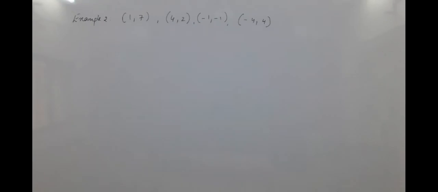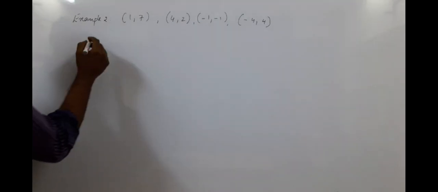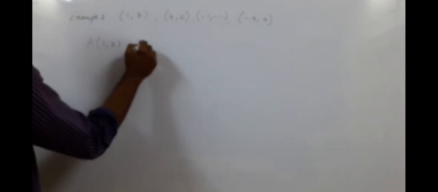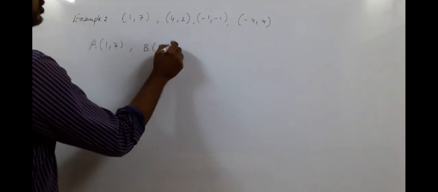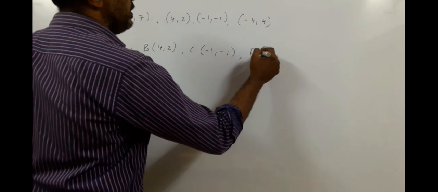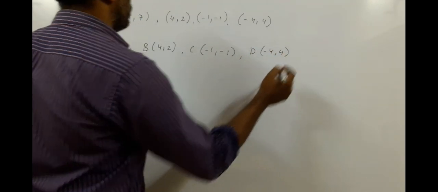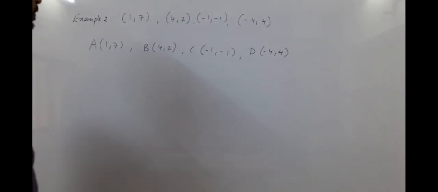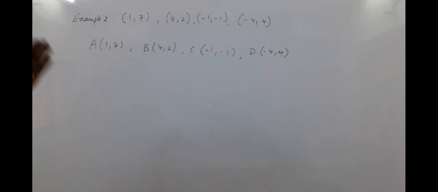In this example, we are given 4 points. So let us consider point A as (1, 7), B as (4, 2), C as (-1, -1) and D as (-4, -4). So I have given the names to these points A, B, C, D. Now 4 points. Like in the previous sum, let us consider the available scenarios.